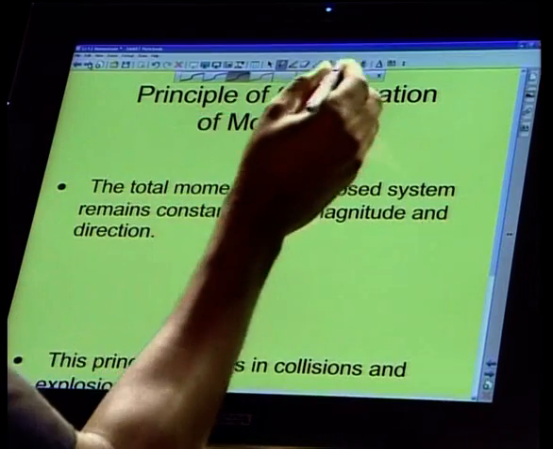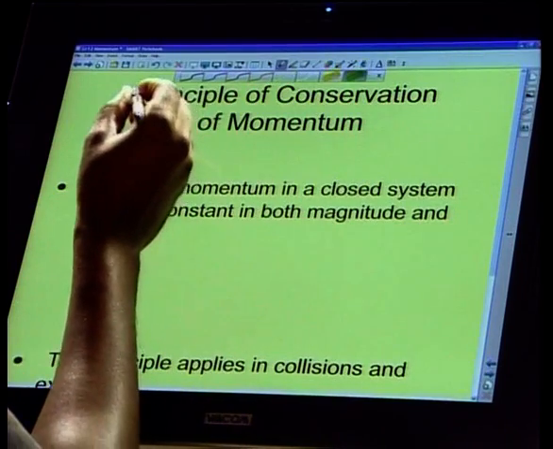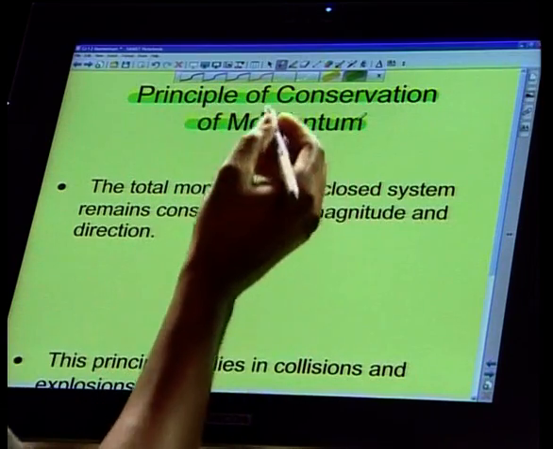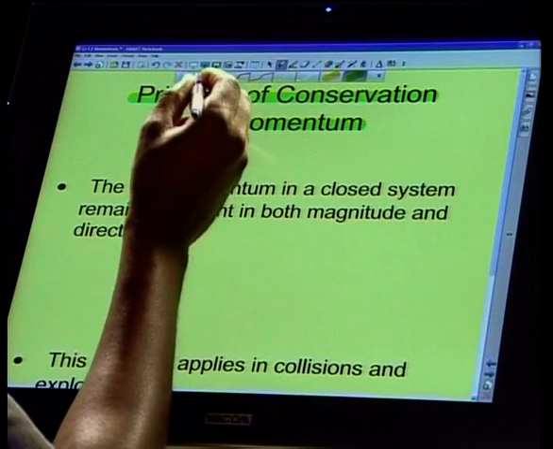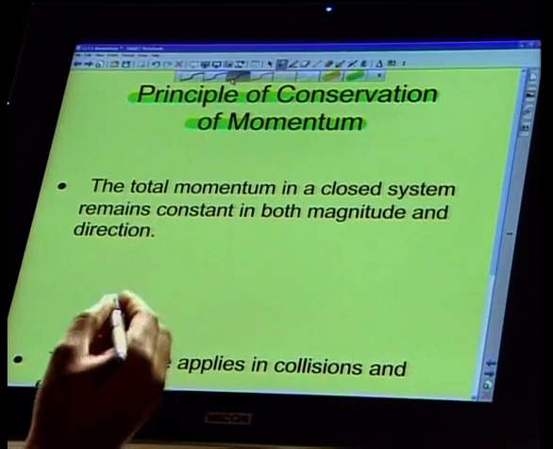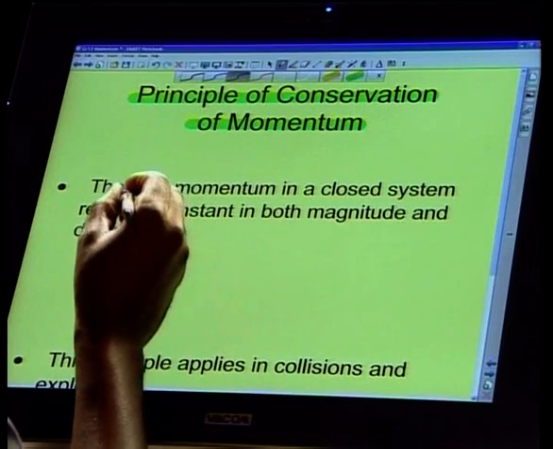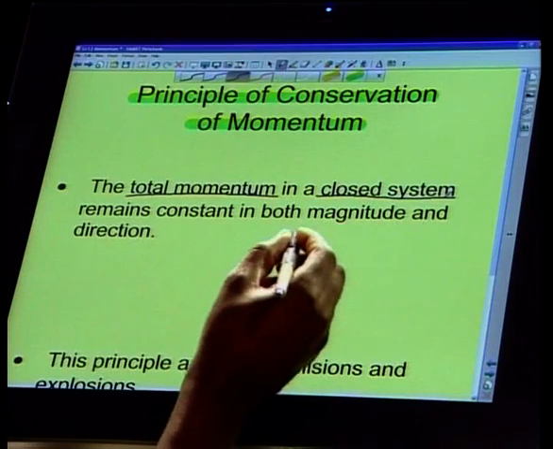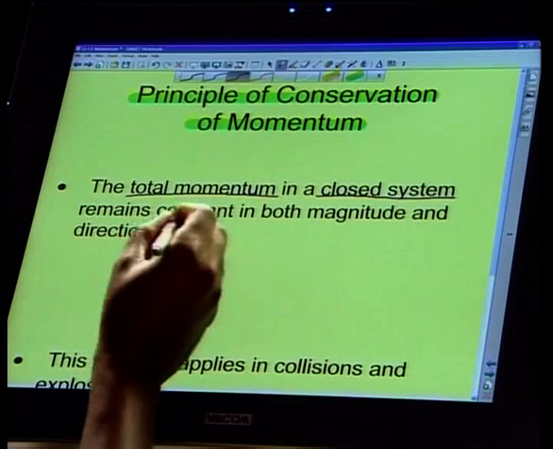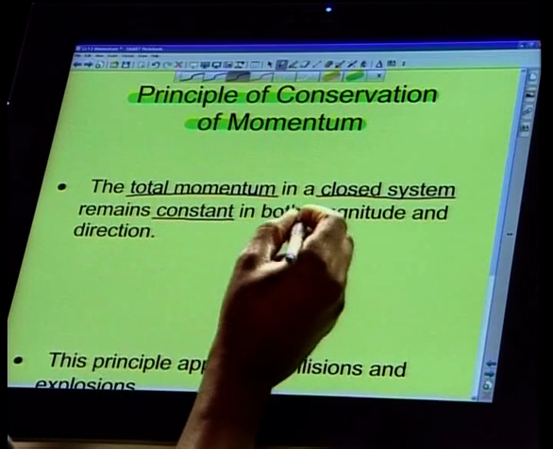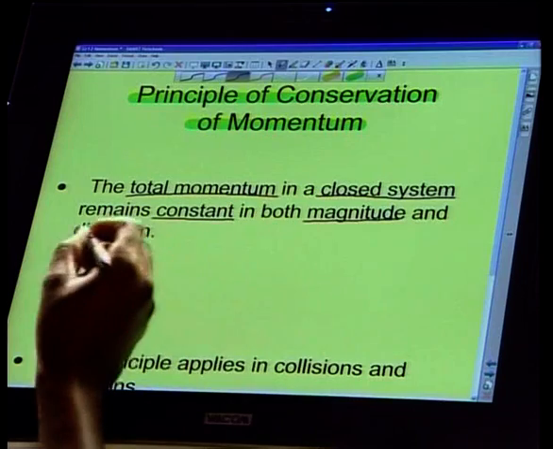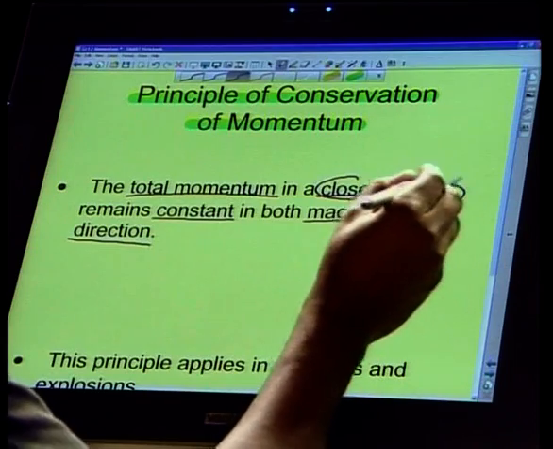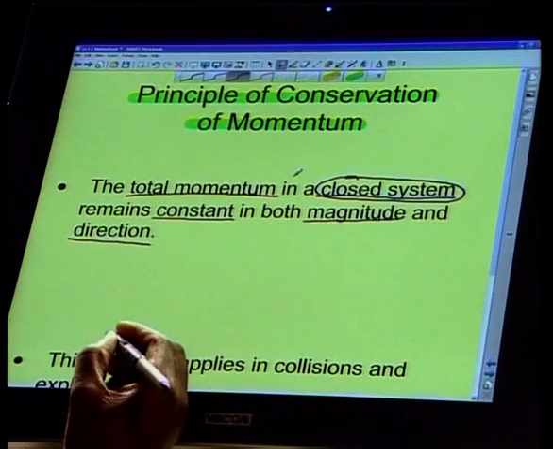Now, this is a rule, a law, all right? Okay? And what does this law say? The law says total momentum in a closed system will remain constant, so it won't change in both magnitude and direction. But this happens only in a closed system.